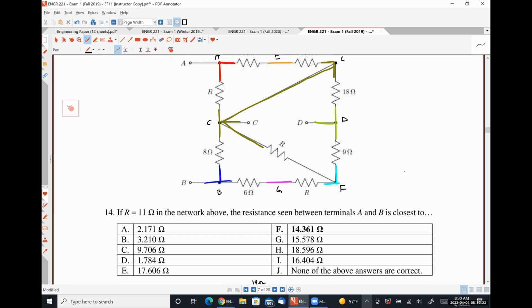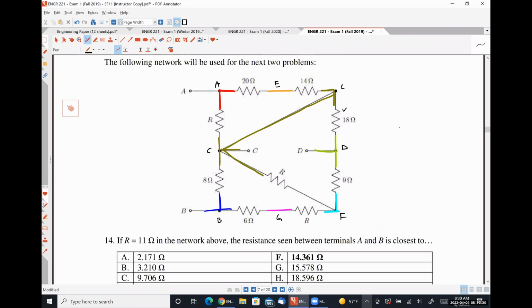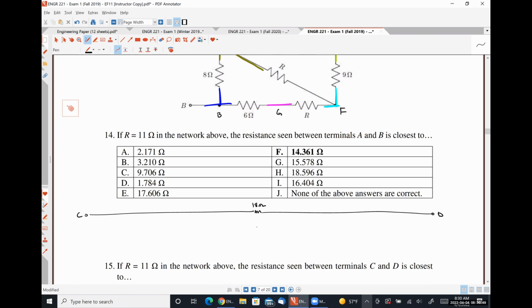Yeah, so I look for a direct path first, and then I look for a different path, and I explore the different ways that I could go for that different path, right? So what I mean by that is I'm trying to go from C to D, right? So the 18 ohm resistor is the most direct path. Probably the next easiest path would be to go from C to F to D. So I'll do that one next.